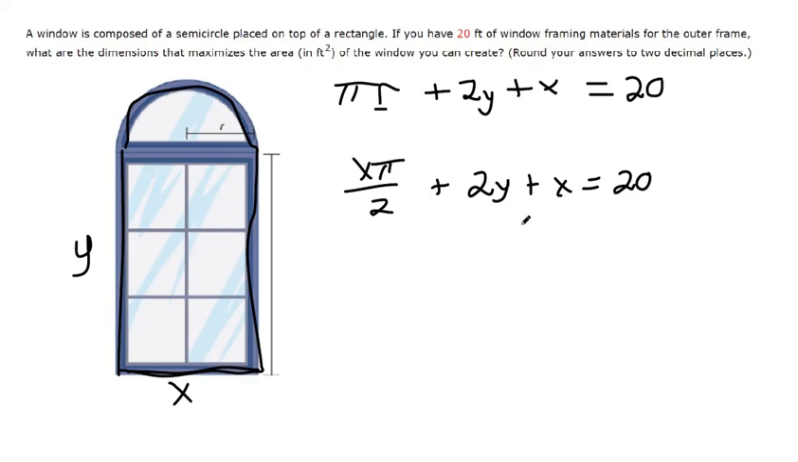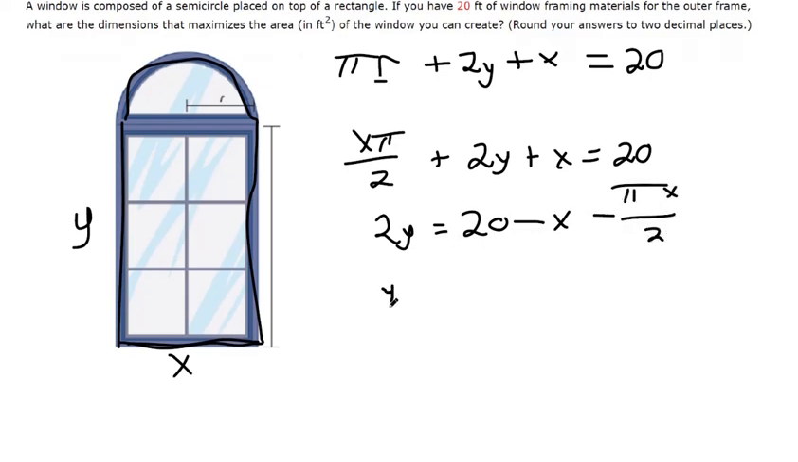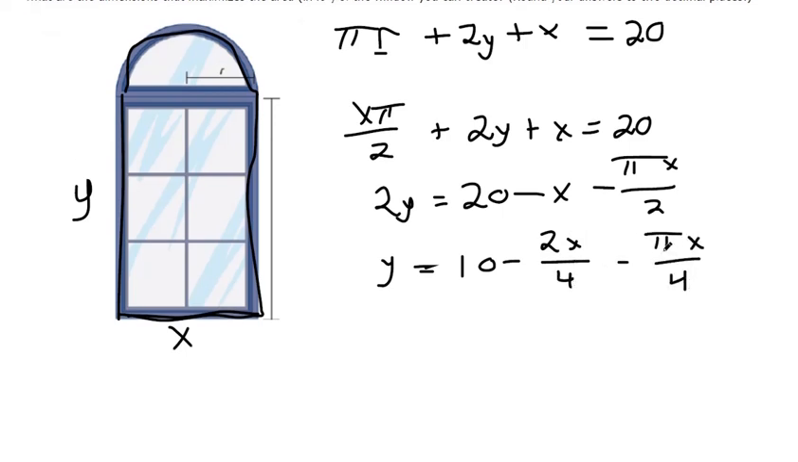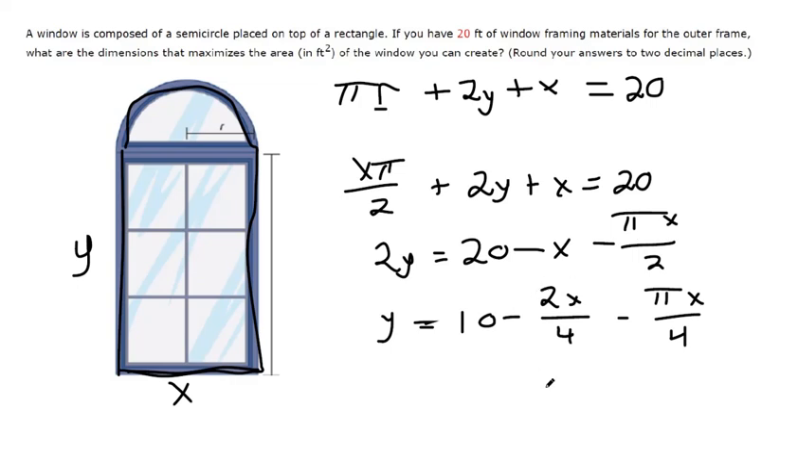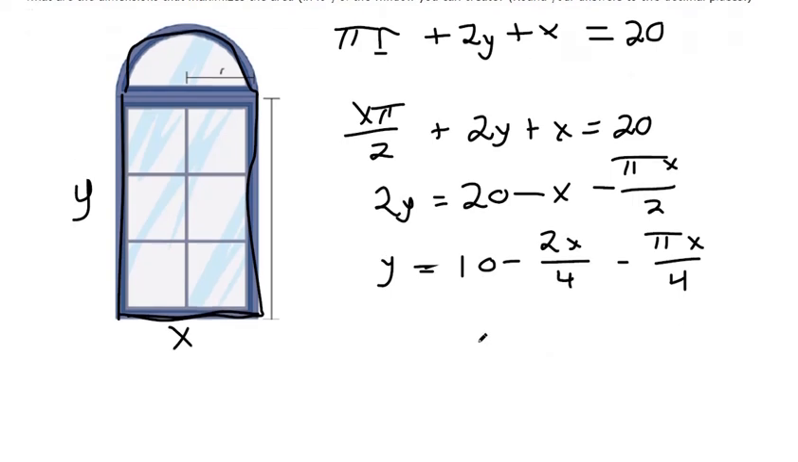We can get y by itself relatively easy. We can subtract the x terms from both sides. So divide everything by 2, so we got 10 minus, we'll say 2x over 4, just to get common denominators, because this is pi x over 4. The reason I got y by itself is because when I try to maximize something with calculus, I'm eventually going to have to take a derivative and set it equal to 0. So we need to have everything just in terms of one variable.